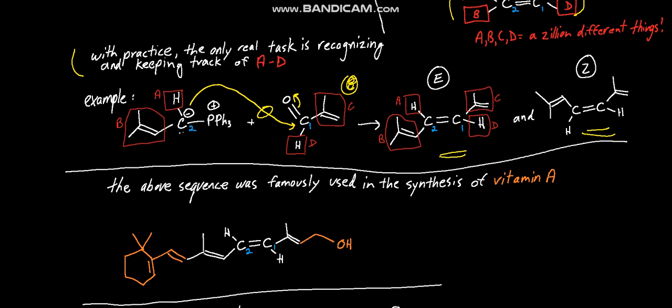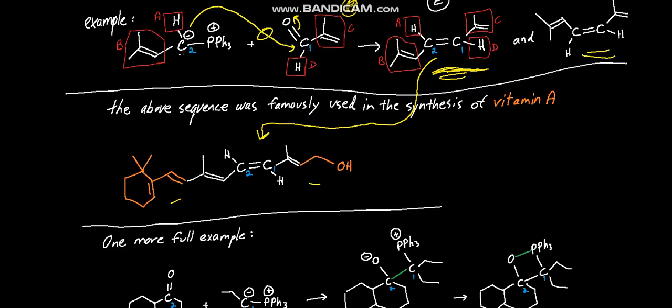Now, if you take a look at this molecule here, let's bring it down and plug it into here. In this case, either A or B or C or D is slightly different. It's got these extra pieces on. This molecule is vitamin A. So this was a famous application of the Wittig reaction, the synthesis of vitamin A.